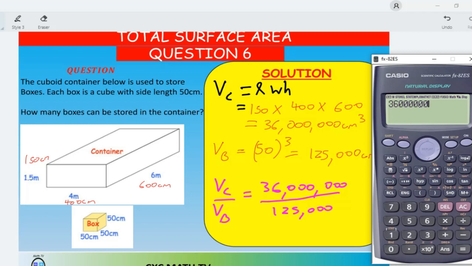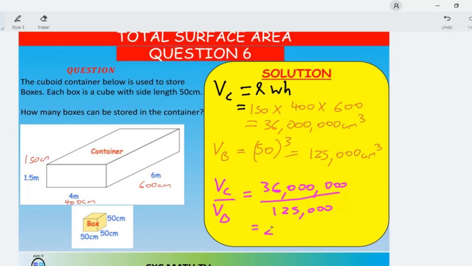Is that million? 1, 2, 3. Good. We divide it by 125,000, and we're getting 288. 288 boxes can be held in the container. That's all. Wow! 288. Really, really nice.